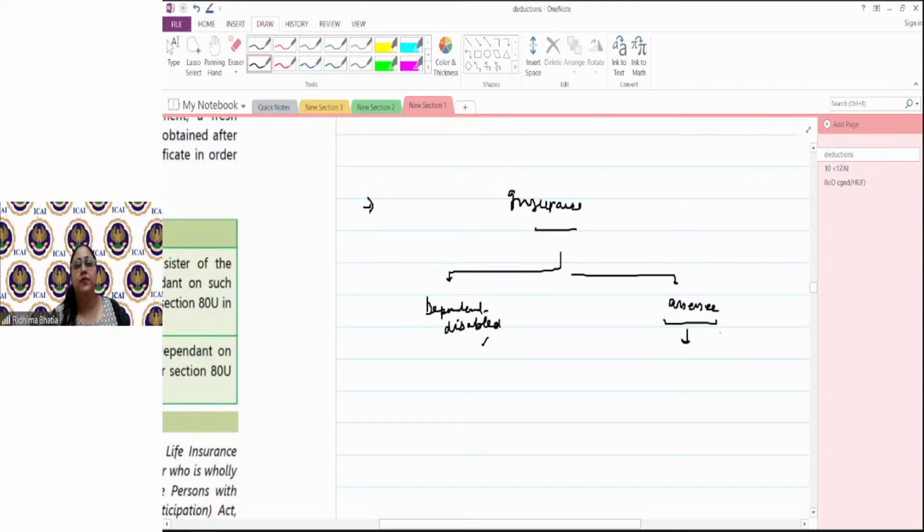Then only the assessee would receive the amount. Am I correct? Because if the dependent disabled is already alive, he is not deceased, he is not pre-deceased the assessee, then obviously the dependent disabled would receive the amount, because for that person only the insurance was there. So the assessee would receive it only when the dependent disabled has died before the assessee, right?